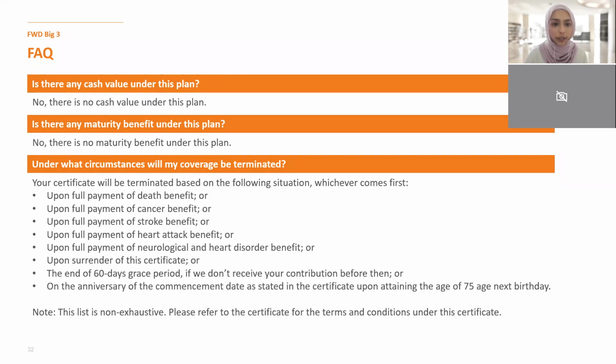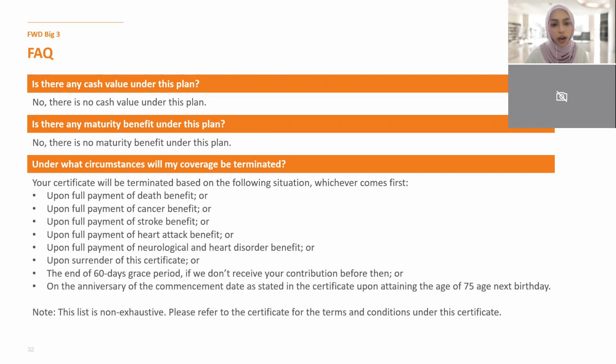So just like Protect Direct, there is no cash value and maturity benefit for this plan. And in what circumstances will your coverage be terminated? It's either upon full payment of any of the benefit, be it death benefit, cancer, stroke, heart attack, or your neurological and heart disorder benefit, should you choose to add on that benefit, or upon surrender of this certificate, or at the end of the 60-day grace period.